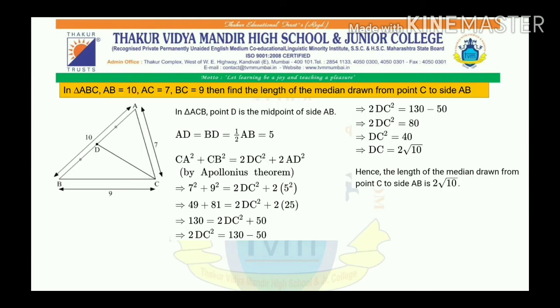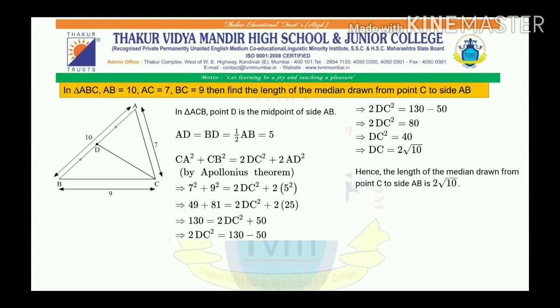The next question is, AC is given as 7, BC is given as 9, and AB is given as 10. In triangle ABC, AB is 10, AC is 7, BC is 9, then find the length of the median. That is CD we need to find out. So as we know that AB is 10, we need to find out half of AB first. So that gives you 5.